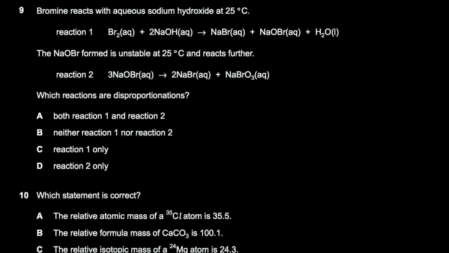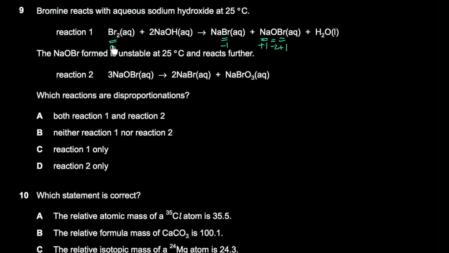Bromine reacts with aqueous sodium hydroxide at 25 degrees Celsius. This is the reaction shown. It is very similar to the reaction of chlorine with sodium hydroxide. The NaOBr formed is unstable at 25 degrees Celsius and reacts further. Which reactions are disproportionations? In the first reaction, the initial oxidation state of bromine is 0. In sodium bromide, bromine is -1. And in NaOBr, bromine is +1, because sodium is +1 and oxygen is -2, so +1 -2 is -1, which means bromine must be +1.